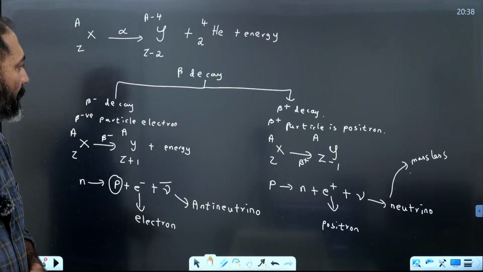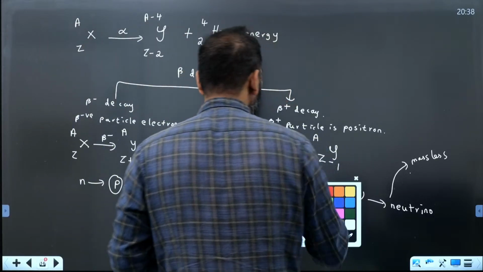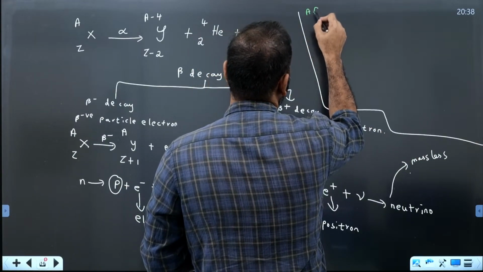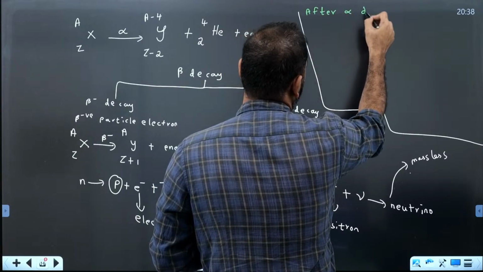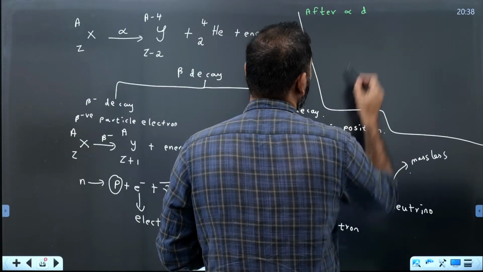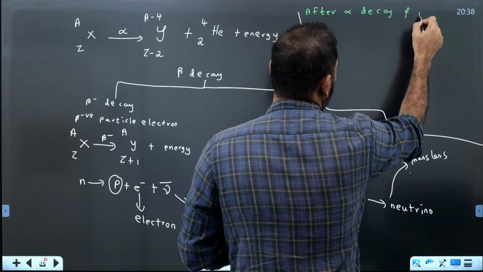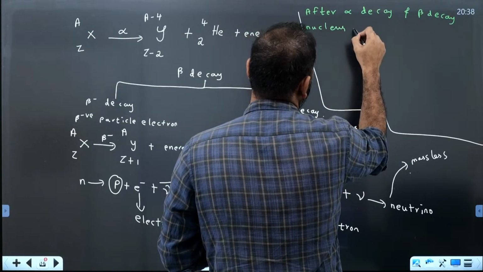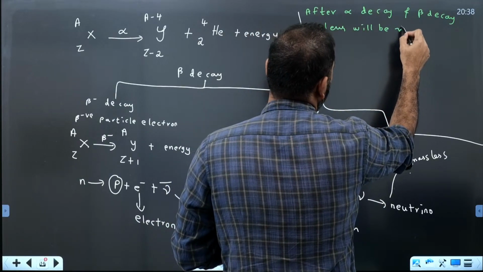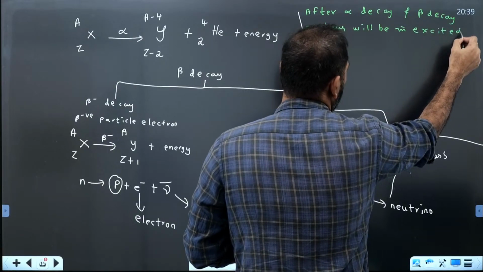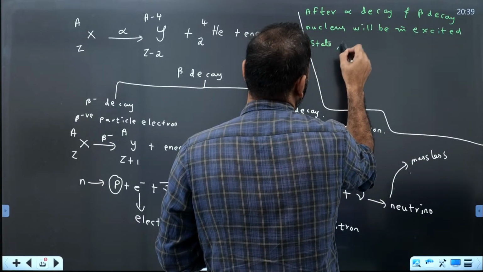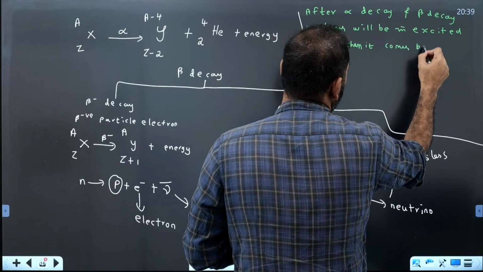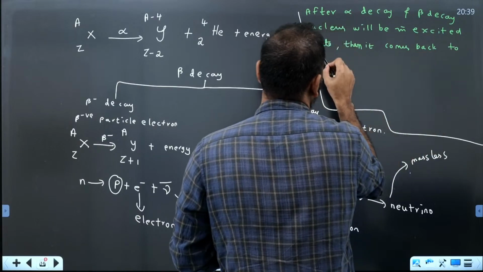Any doubt? Yeah. So I am coming to gamma decay. After alpha decay and beta decay, the nucleus will be in an excited state. Then it comes back to the ground state.